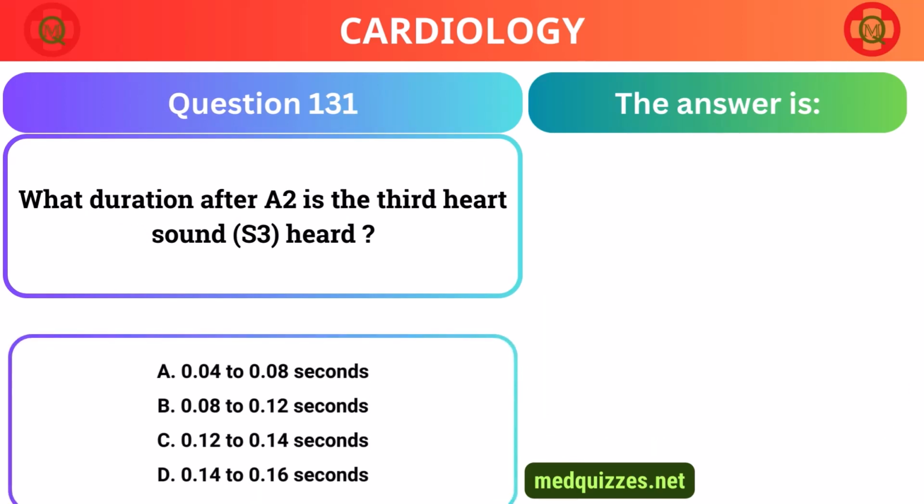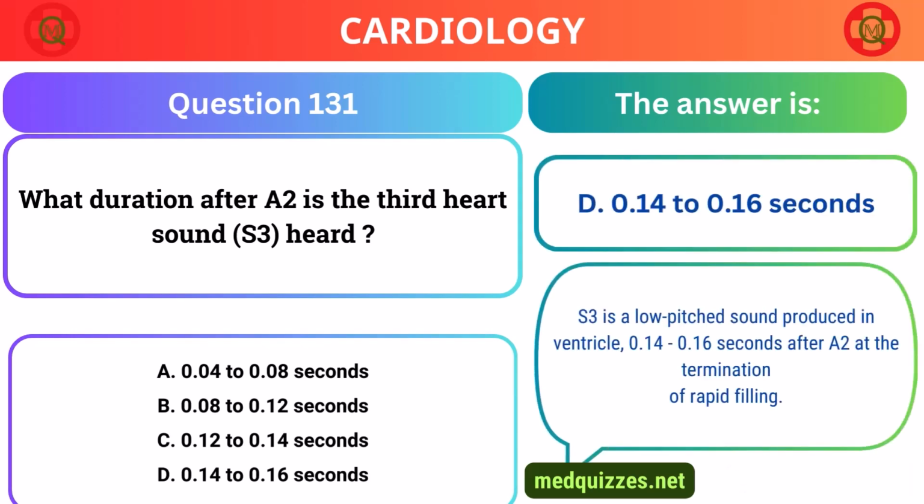The question 131, what duration after A2 is the third heart sound, S3, heard? The correct answer is D. 0.14 to 0.16 seconds.